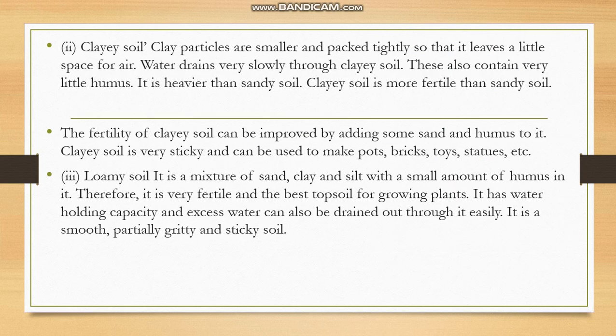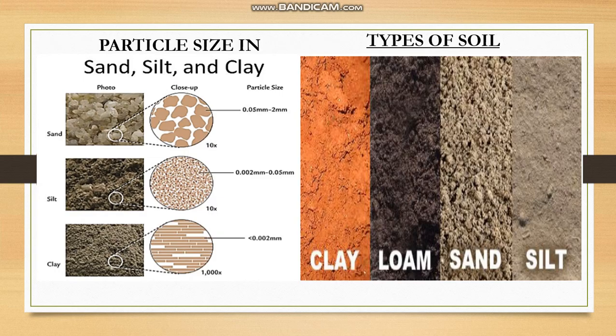Silt soil. The silt soil particles are smaller than those of sandy soils but larger than those of clayey soils. They are rich in nutrients, highly fertile and hence suitable for agriculture. They are often mixed with other soils to improve the fertility of the soil.